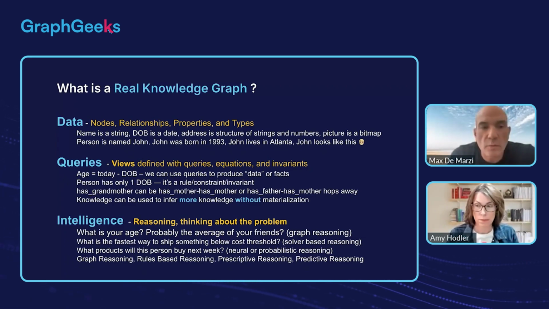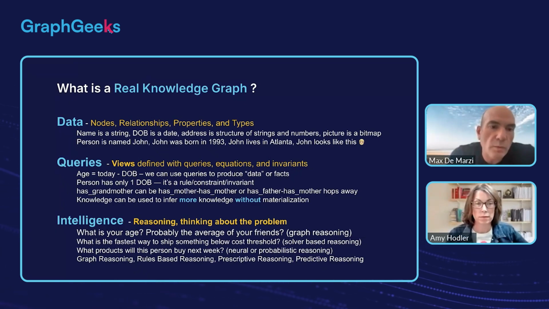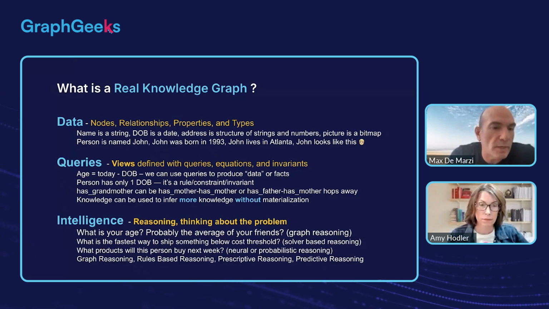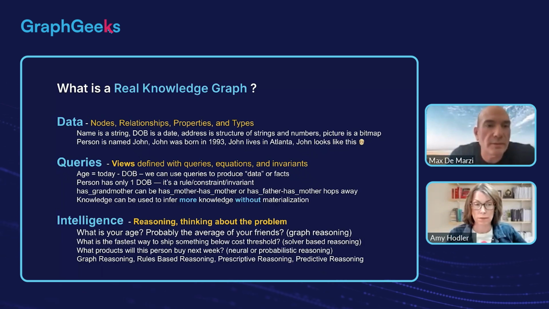We can say things like, well, what's the fastest way to ship a big container from place X to place Y? Well, you might need a solver to help you answer those kind of questions. What kind of product will this person buy next week? Now you're looking at neural probabilistic reasoning. So these concepts of graph reasoning, rule-based reasoning, prescriptive reasoning, predictive reasoning, these are things that if your database can't handle, then they're not really using that knowledge beyond having data. It's not able to just reason, it's not able to think.